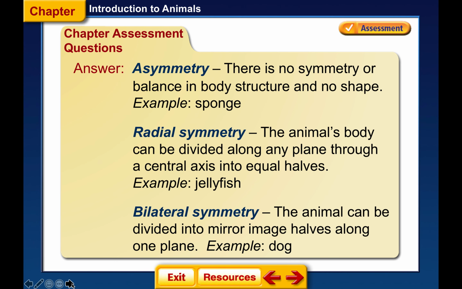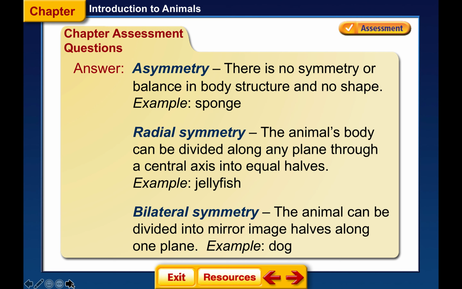Asymmetrical: there is no symmetry or balance in the body shape or structure, and there is no shape. So your example would be porifera, which is the sponge. It does not have a shape at all, so they're asymmetrical. Radial symmetry: the animal's body can be divided along a plane through a central axis into equal halves. This just means that we have a central unit with the radiating parts. Think of your jellyfish, think of your starfish, that's radial.